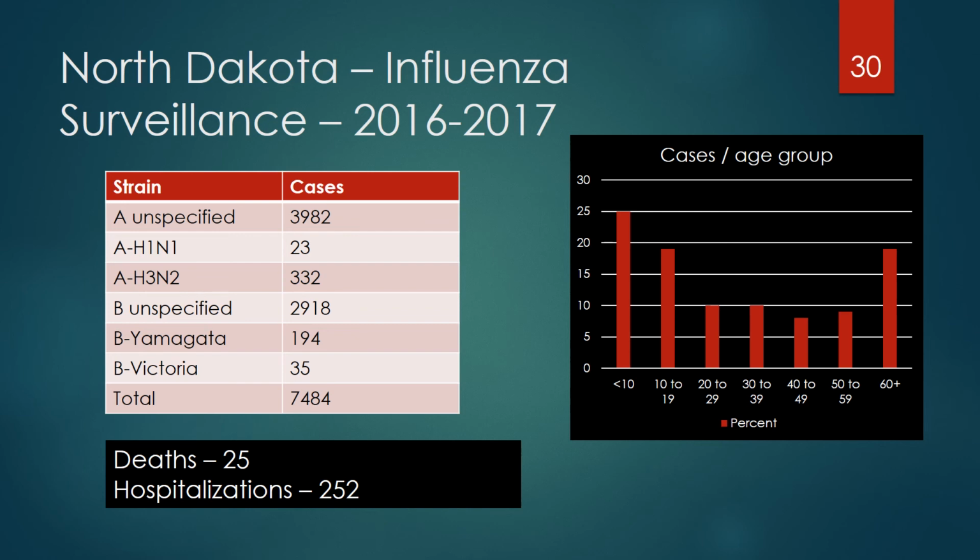For example, this is North Dakota epidemiology influenza surveillance data from the 2016-2017 season, reported on May 25, 2017. The most common organisms that were fully typed were influenza A H3N2 and B Yamagata. There were 7,484 total cases. Common age groups with symptoms were less than 10, 10 to 19, and 60 plus. Morbidity data, 252 were hospitalized. Mortality data, 25 deaths. Public health, local and state, along with numerous healthcare professionals and systems, gather this type of surveillance data, not only for infections, but also non-infectious diseases. Good epidemiologic data is needed by public health and healthcare systems to develop adequate strategies and programs.